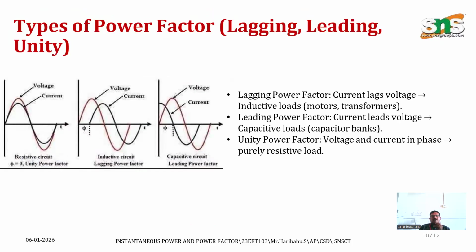The types of power factor: lagging, leading, and unity. First is unity, where both voltage and current cross zero at the same point. In lagging power factor, the current is lagging the voltage. In leading, current is leading. For example, current lags voltage in an inductive load, such as a motor or transformer. Leading power factor, where current leads voltage, is a capacitive load, that is capacitor banks. Unity power factor is for purely resistive loads.